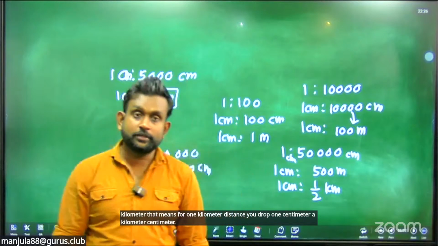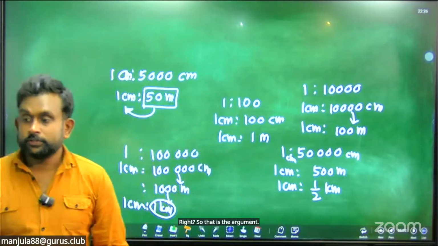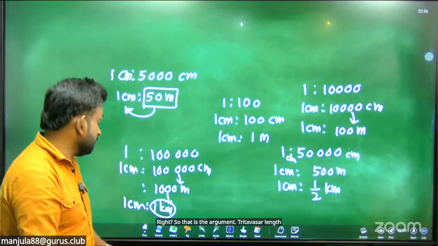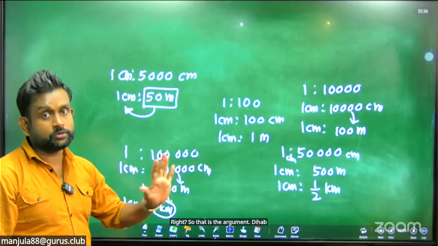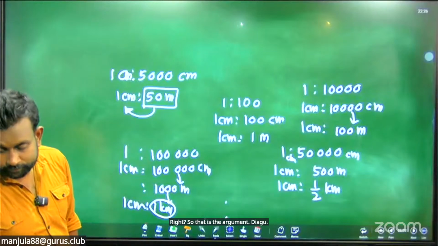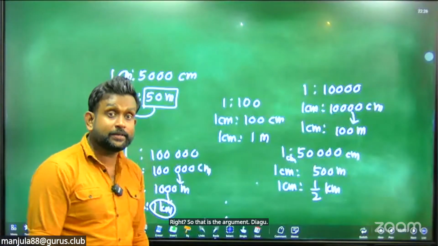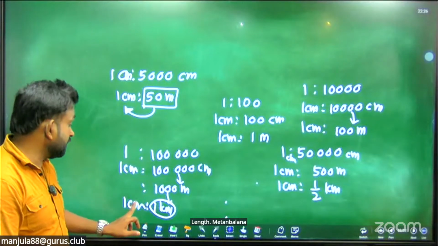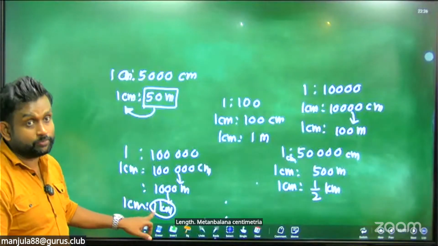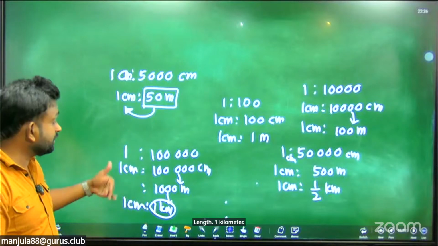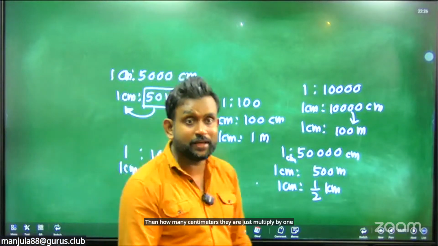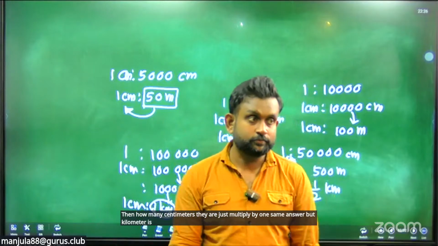Right. So that is the argument. Then draw the scale diagram by looking at the length here. At the end, when converting, look at the length: 1 centimeter means 1 kilometer. Then how many centimeters are there? Just multiply by 1. Same answer, but kilometer is the actual measurement.